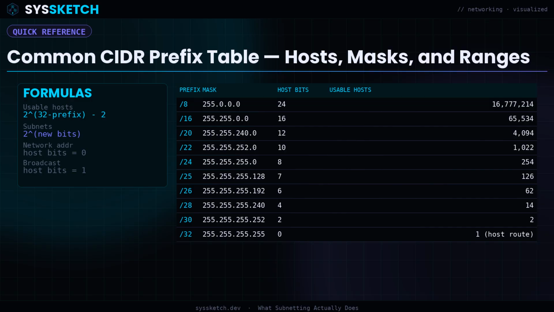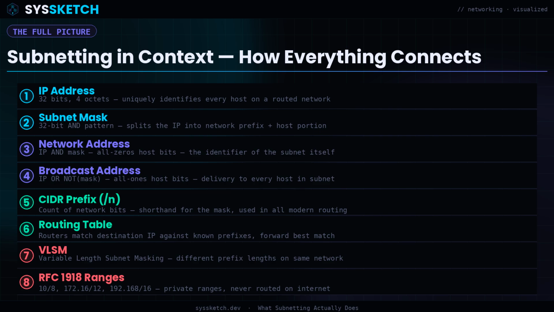Let's put it all together. An IP address is 32 bits. The subnet mask performs a bitwise AND to split that address into a network identity and a host identity. The network address groups devices into a subnet. The broadcast address reaches all of them. CIDR notation encodes the mask as a prefix length. Routing tables match on prefix. VLSM lets you use different prefix lengths across the same network.